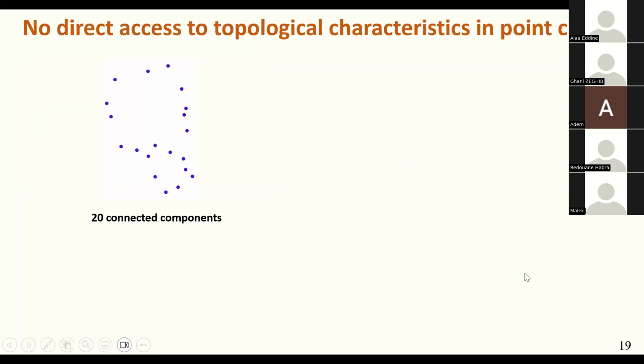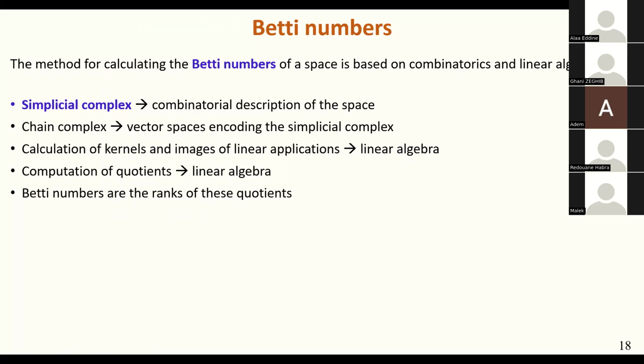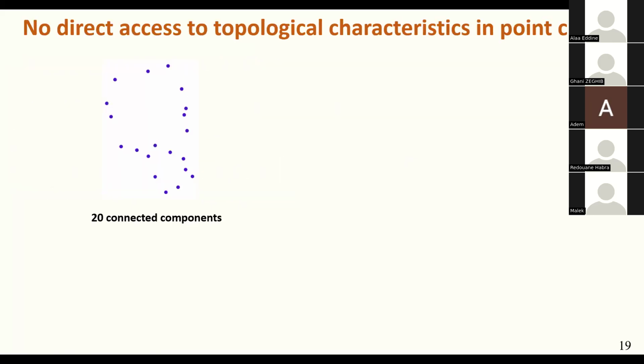And for example, since we are interested in point clouds, as I said, we are interested in data which are represented by point clouds. We are interested in the Betti numbers of point clouds and how to access the topological characteristics in point clouds. So if we see this point cloud, it contains 20 points, so it contains 20 connected components. But we do not see any further dimension. We do not see cycles, we do not see cavities, as this point cloud is.